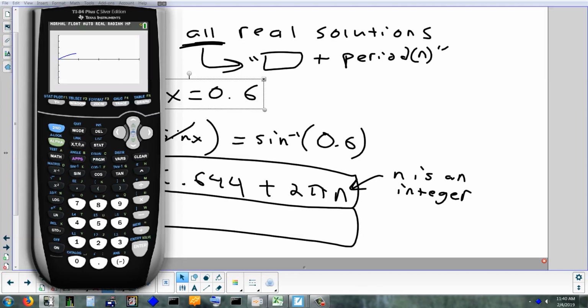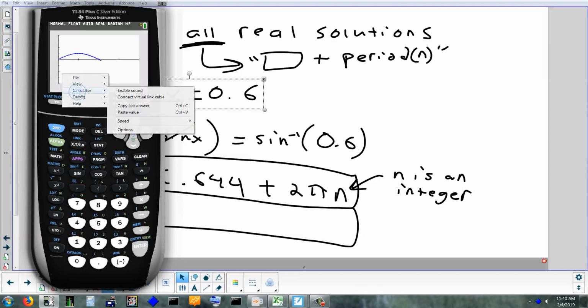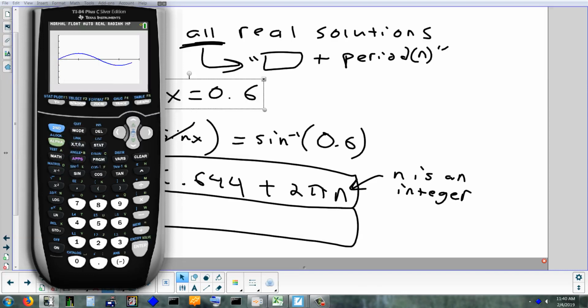Okay, let's hit graph and see what we got. So, if you didn't know that there were two answers before, now you would. We just found this one. Let's do second calc intersect. Just to double check that we did it right.